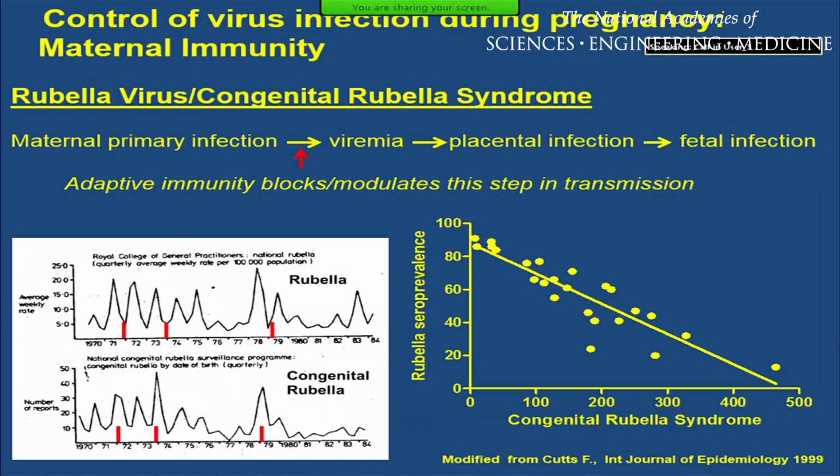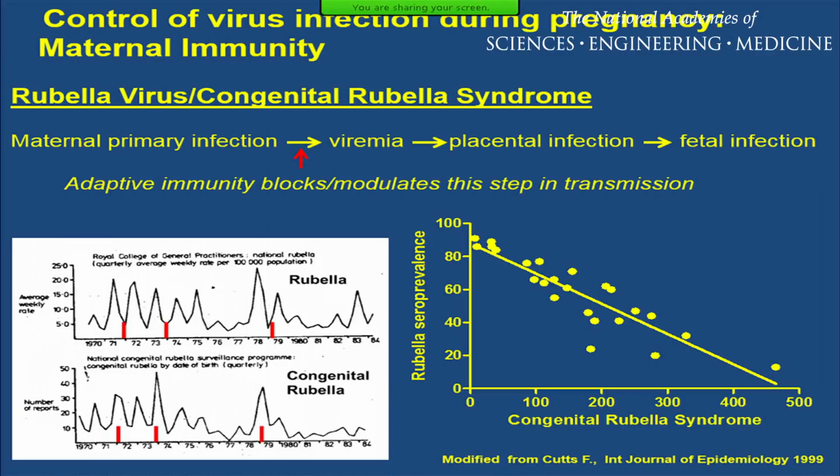However, there have been some systems that are a little bit easier to understand. One was rubella. And rubella virus resulting in congenital rubella syndrome is shown here. And what we learned early on was adaptive immunity could block viremia, block placental infection, and block fetal infection, as shown in the third line. Thus, achieving adaptive immunity would actually prevent this syndrome.